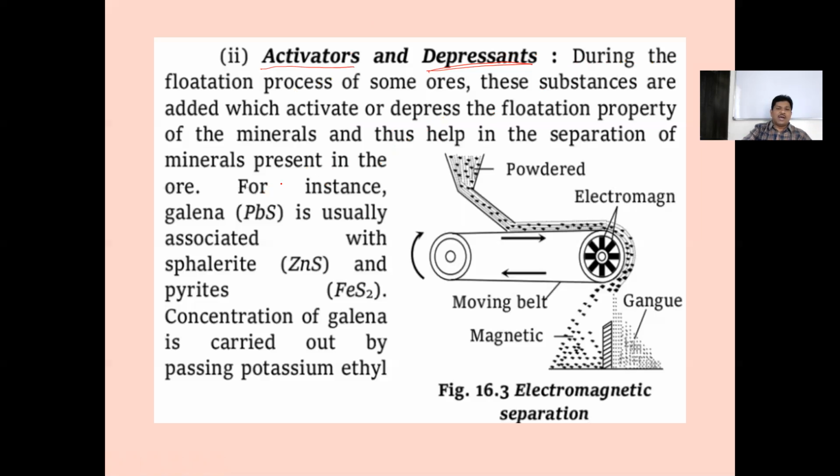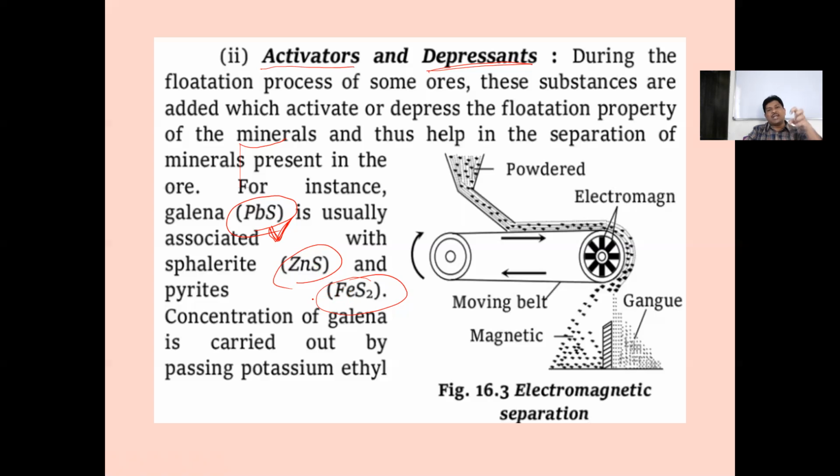Now, we already discussed this. Suppose you take PbS, ZnS, FeS2: lead sulfide, zinc sulfide and iron sulfide. These three are present in a mixture. Suppose in the mixture we have PbS, ZnS, FeS2, and the major quantity is PbS. Suppose PbS is the ore. In this PbS ore, the impurities present are zinc sulfide and FeS2.